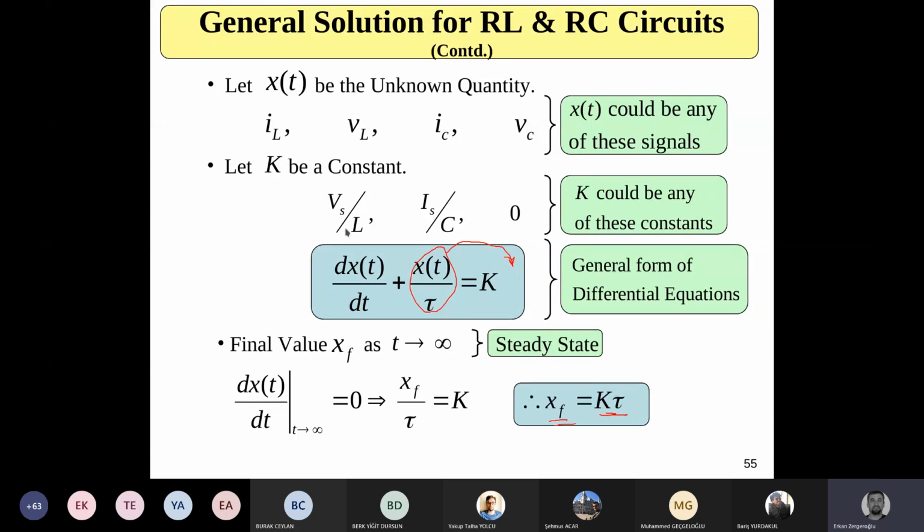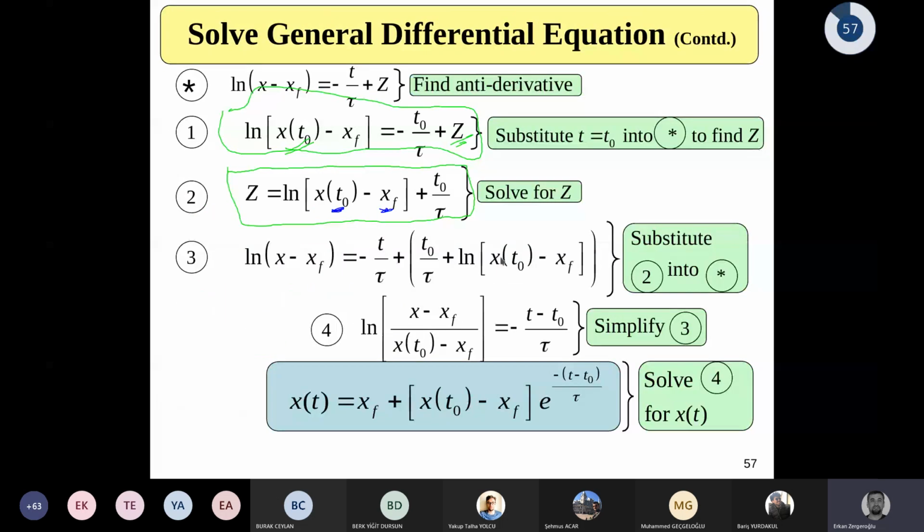And for inductive circuits, it was Vs over L. For capacitive circuits, it was Is over C. And the time constant was L over R or R times C, depending on the RL circuit or RC circuit. Anyway, let's go all the way back. Now, when you substitute that into the equation, you can find it in this one. This is z now, the solution of z we found from the previous line.